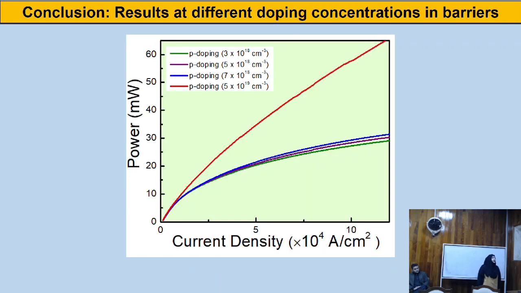So in conclusion, we have observed our device at different doping concentrations. We believe that the doping concentration of 5 multiplied by 10 raised to power 19 is the best doping concentration for the barriers. Almost all parameters, such as threshold, power, refractive index, and stimulated emission, are good with this doping in the barrier.